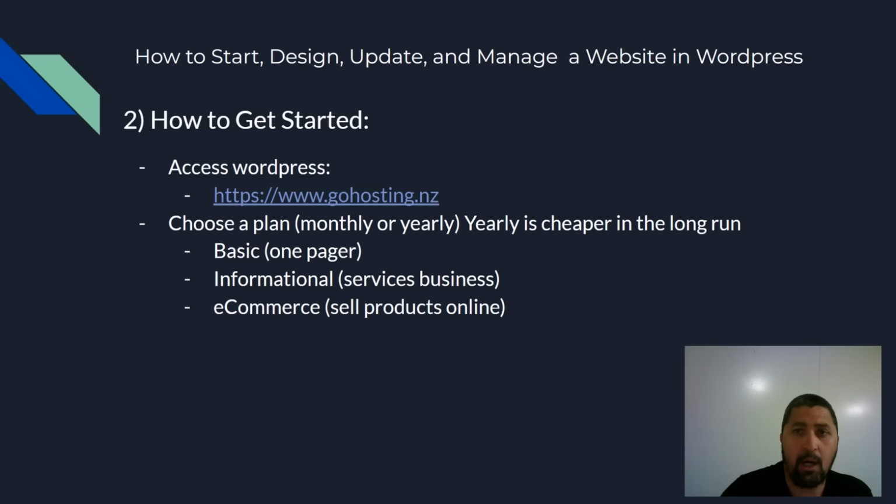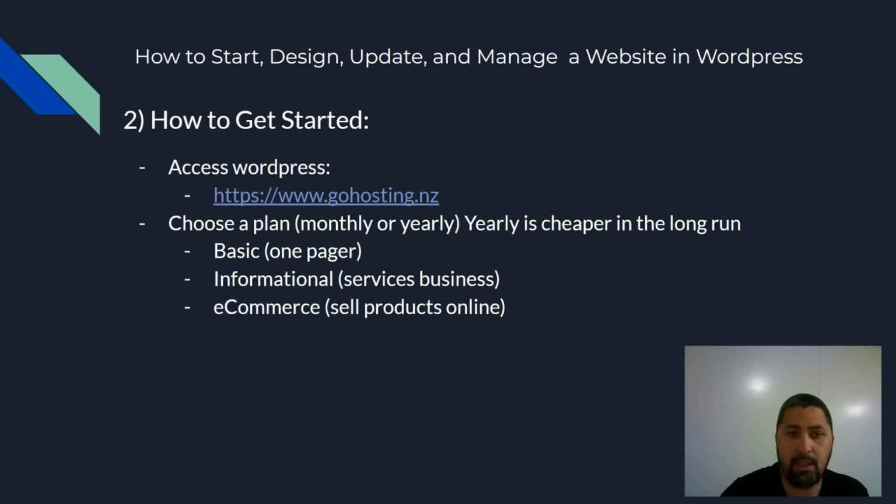So I will show you now how to get started. Now, WordPress needs to come with hosting. I will cover in a moment what is hosting. To access WordPress, we need to go to a site called www.gohosting.nz, and I will add this link in the description of this YouTube video where you can access the hosting quite easily. From there, we're going to choose a plan, whether it's the yearly plan or the monthly plan.